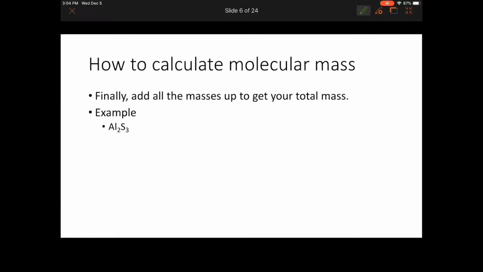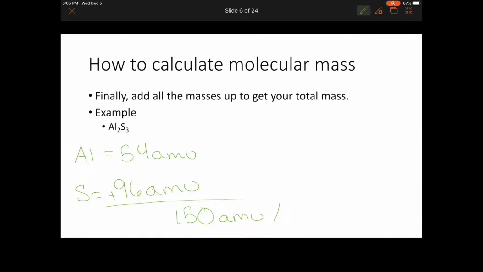The last thing we have to do in order to calculate molecular mass is to add up the masses that we had just calculated for each of the elements. We calculated that aluminum's was 54 AMUs and sulfur's was 96 AMUs. So all I need to do is add these two together, and I will get 150 AMUs of aluminum sulfate.